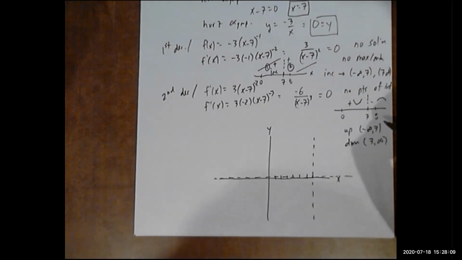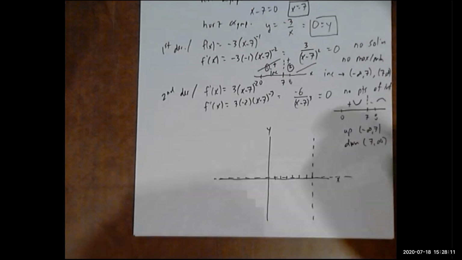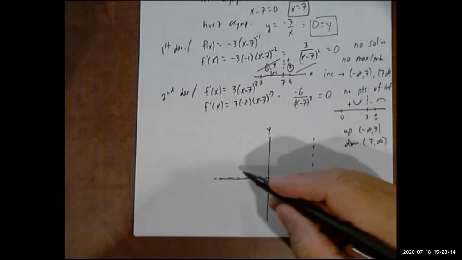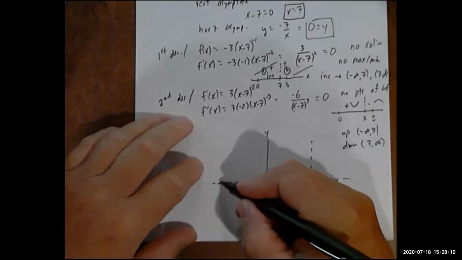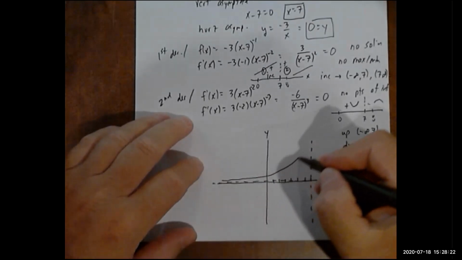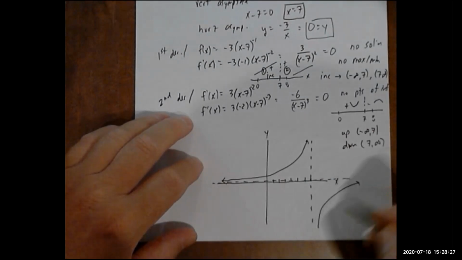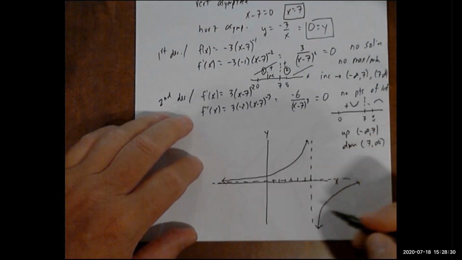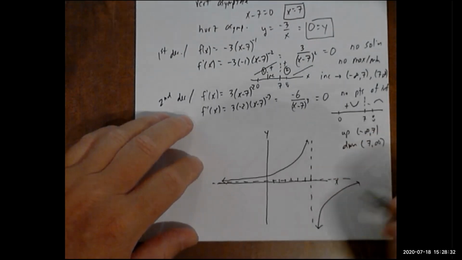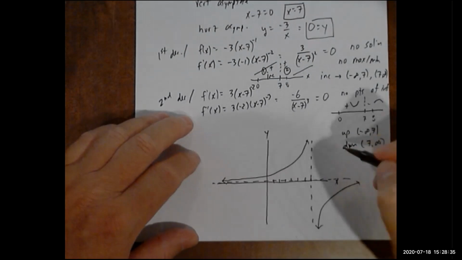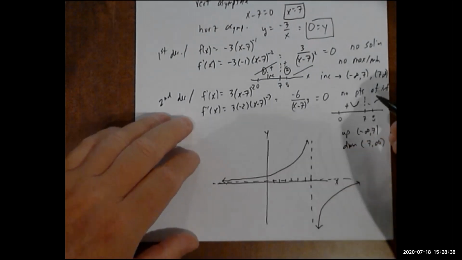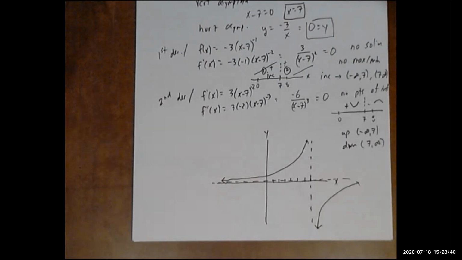Now my guess is what's going to happen is, here's my guess. When we graph it, it's probably going to look like this. Concave up, concave down, increasing, increasing. No maxes or mins, no points of inflection. Let me go start answering the questions and see if I've got everything I need.